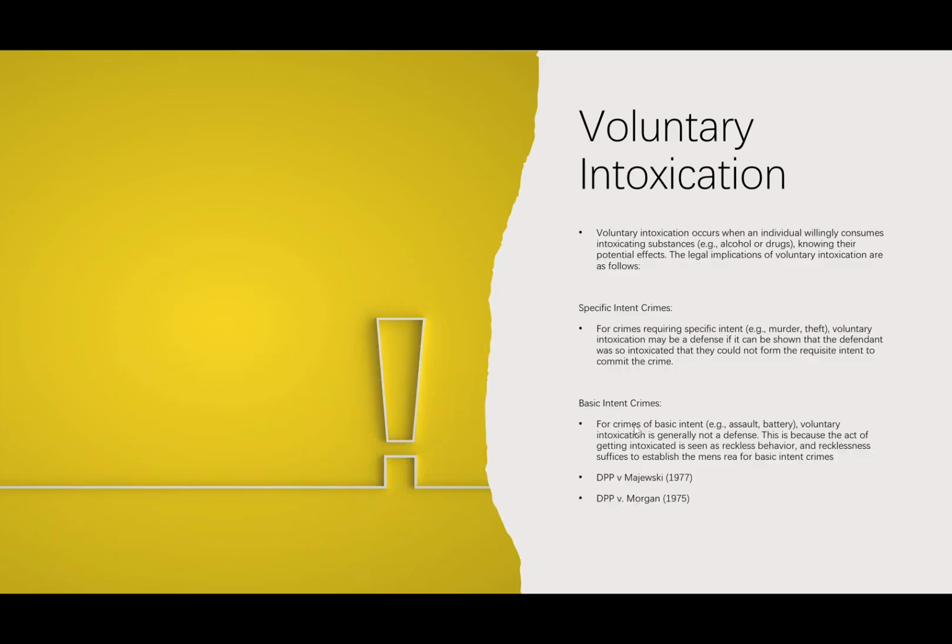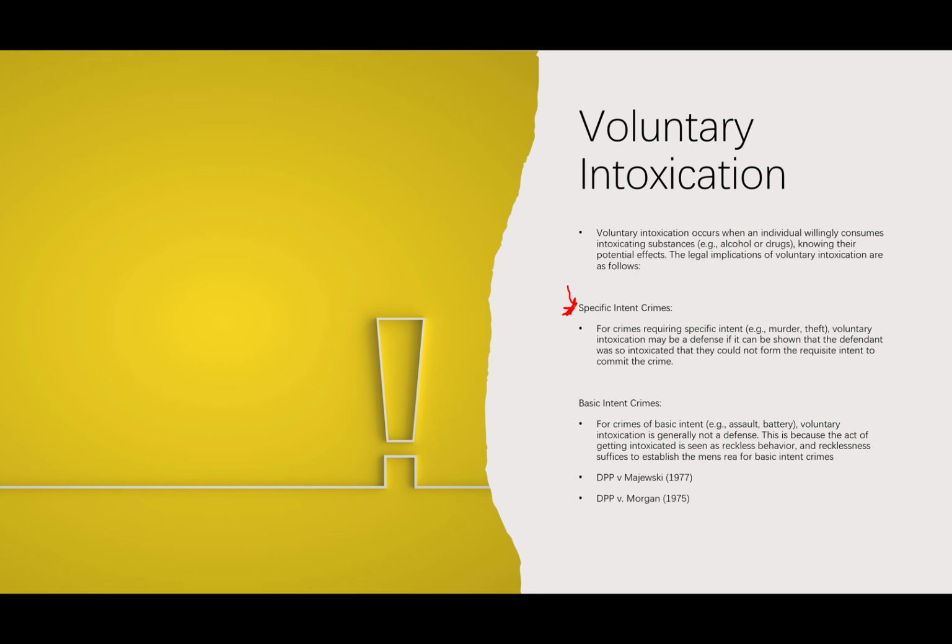For intoxication now, we spoke about voluntary and involuntary, we talk about voluntary actually. Voluntary intoxication occurs when somebody willingly consumes intoxicating substances, so alcohol or drugs, knowing their potential effects. So these lead to crimes of specific intent like murder, theft, and those types of things. Basic intent crimes now speak to things like, okay, these rule out crimes of specific intent, I believe.